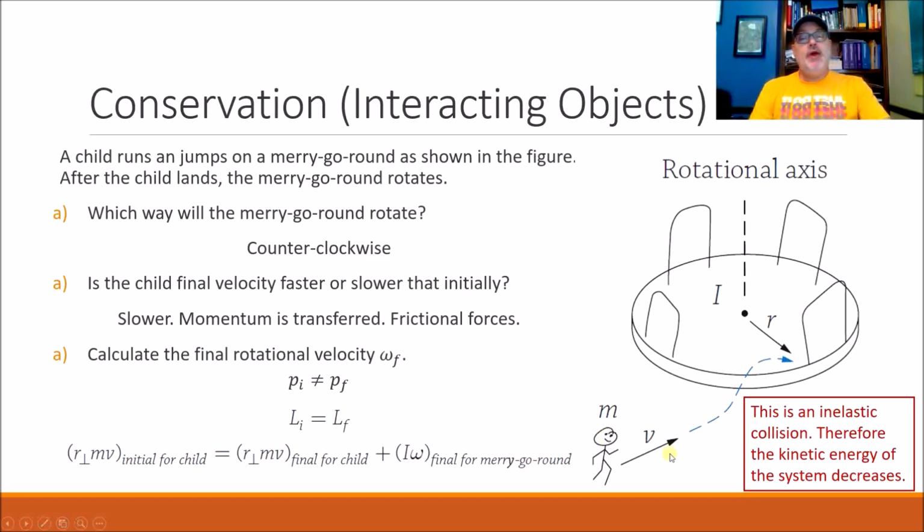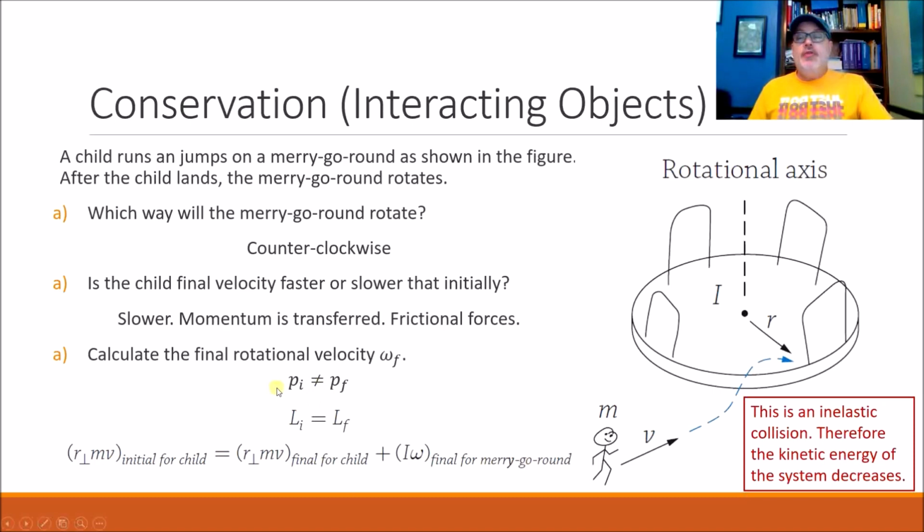We could say that momentum from the child is transferred to the merry-go-round, so therefore the child's going to go slower. Or we could say that there's frictional forces between the two. Friction between the child and the merry-go-round speeds the merry-go-round up. Friction from the merry-go-round, Newton's third law, back on the child will slow the child down. And then here's our conservation of momentum.